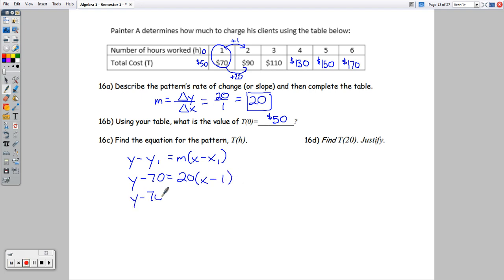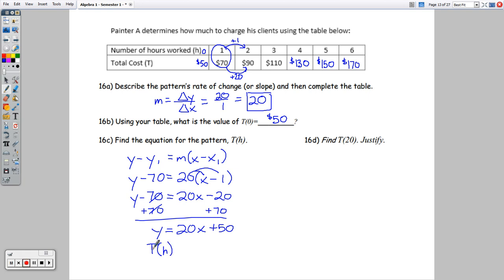So y minus 70 equals 20, distribute that 20 through, 20x minus 20, and then add 70 to both sides. This cancels. Y is 20x plus 50. That means that in function notation, what it has here with t of h, that would be t of h, the total cost given a certain number of hours, equals 20 times the number of hours worked plus 50.